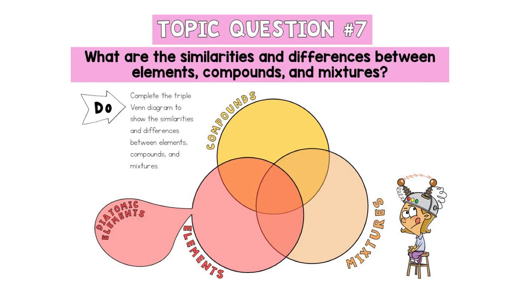Now, our final question is, what are similarities and differences between elements, compounds, and mixtures? I've actually filled in part of your Venn diagram, and I'd like you to complete what I've written using your notes for sections 1 through 6. This will show the similarities and differences between elements, compounds, and mixtures. Pause now.